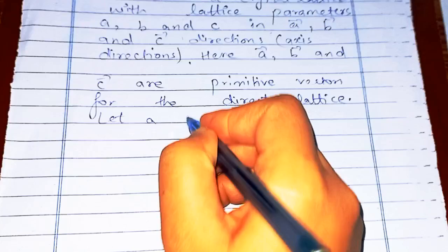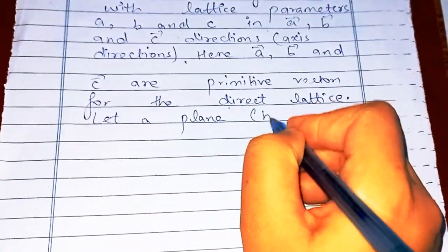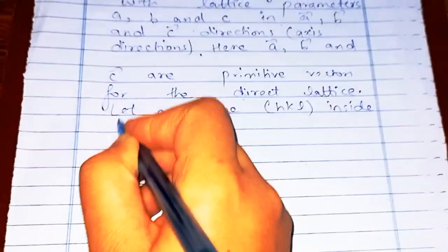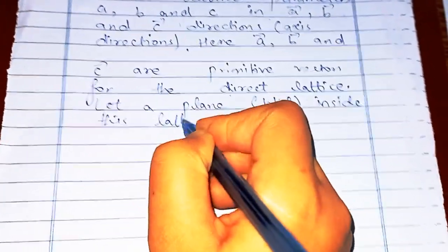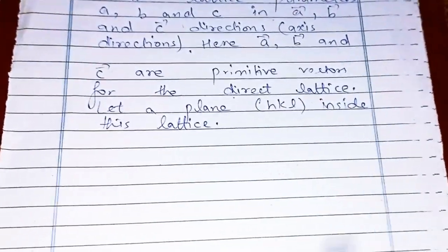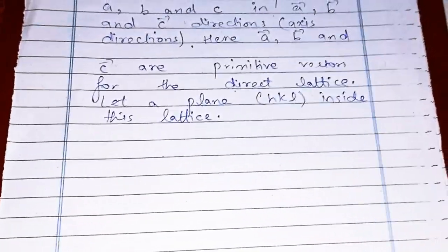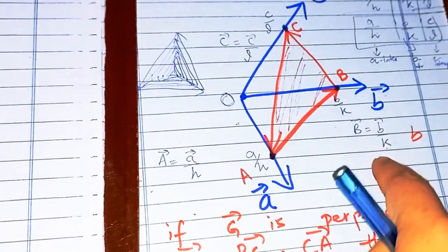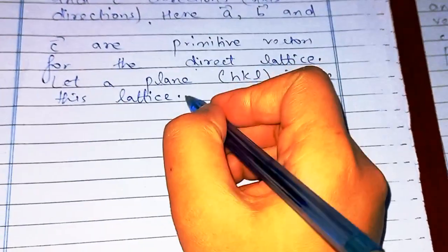Let a plane HKL with these Miller indices be inside this lattice, and we have already discussed their intercepts. So their intercepts will be C by L, A by H and B by K. So let's mention them here.